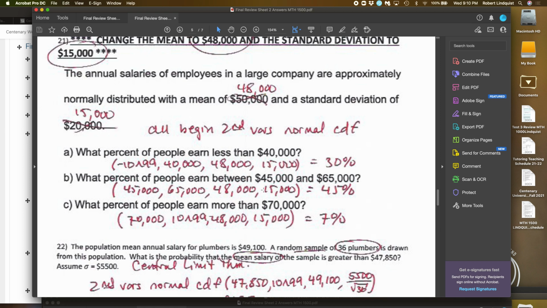Next one's between 45 and 65,000. So the lower is 45,000. The maximum is 65,000. The mean is 48,000. Standard deviation is 15,000. Again, everything in this is second VARS normal CDF. I'll tell you 45%. And next up, what percent of the people earn more than 70,000? Well, that's from 70,000 as the low to as high as it gets, which is positive 10 to the 99. 48,000 again, mean, standard deviation. You'll notice the mean and the standard deviation stay the same on every problem. It's just where you're going from and to that changes. When you crunch those numbers, you come up with 7%.